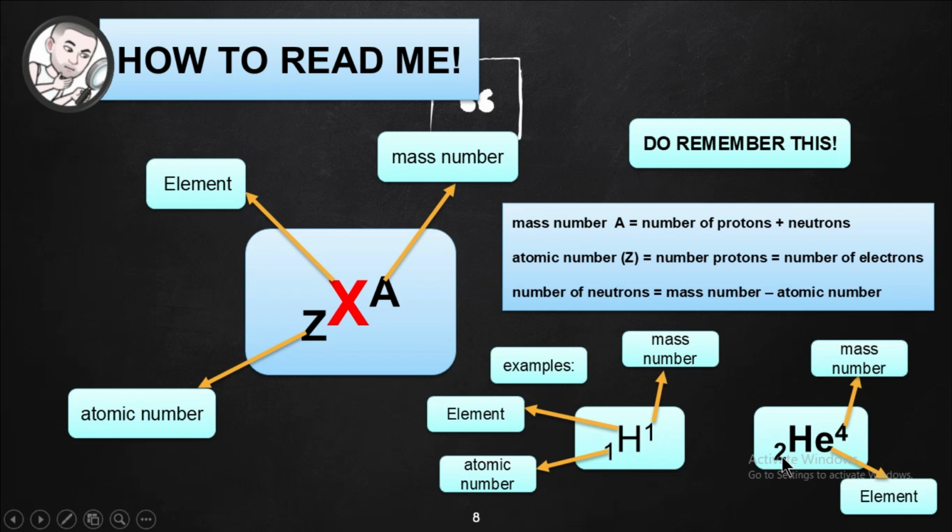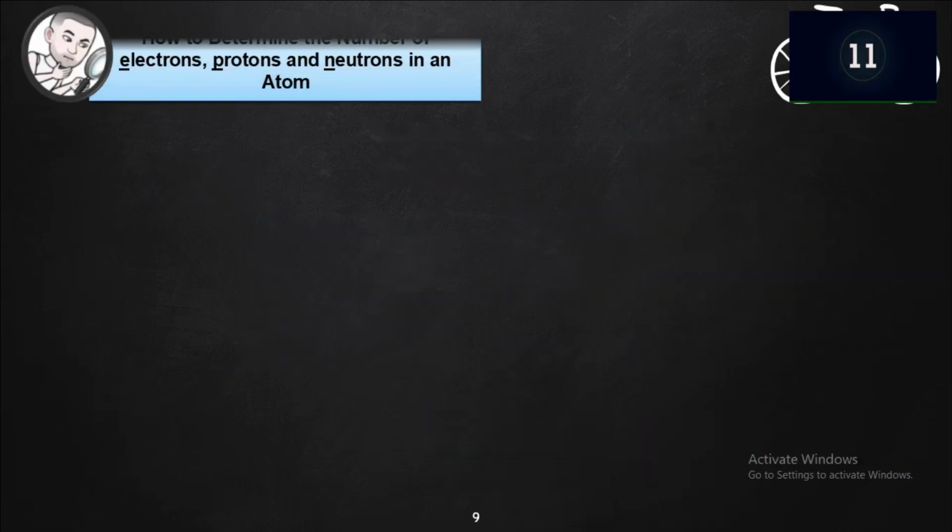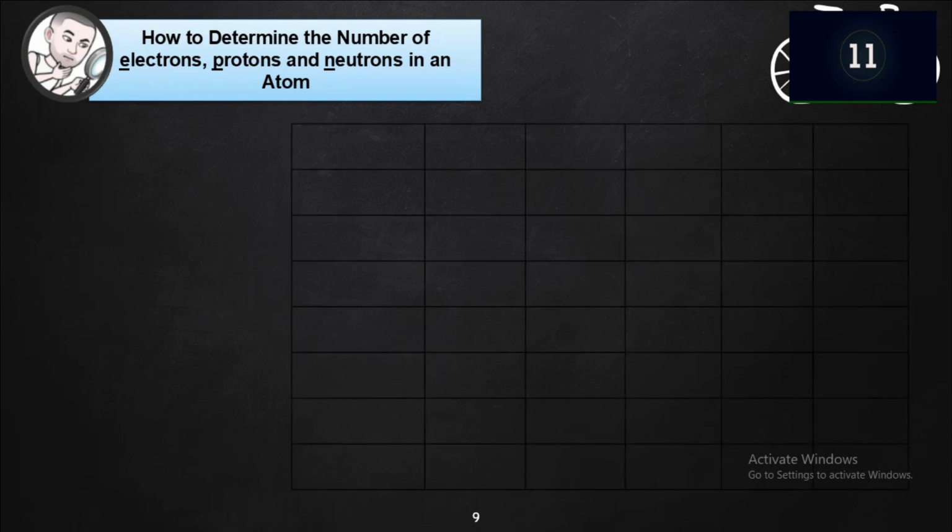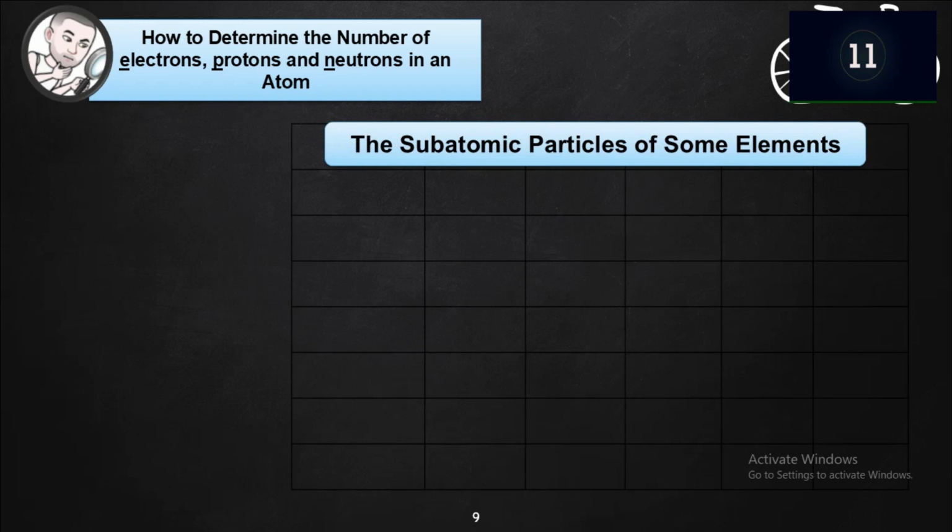And then the number 2 here is the atomic number of He. This time, let us now learn how to determine the number of electrons, protons, and neutrons in an atom. So, gamitin natin yung mga elements dun sa activity na ginawa ninyo kanina. Ito yung mga information na aalamin natin.